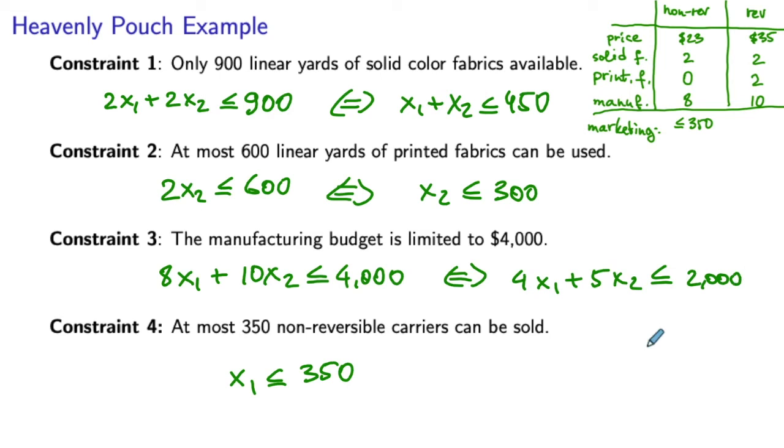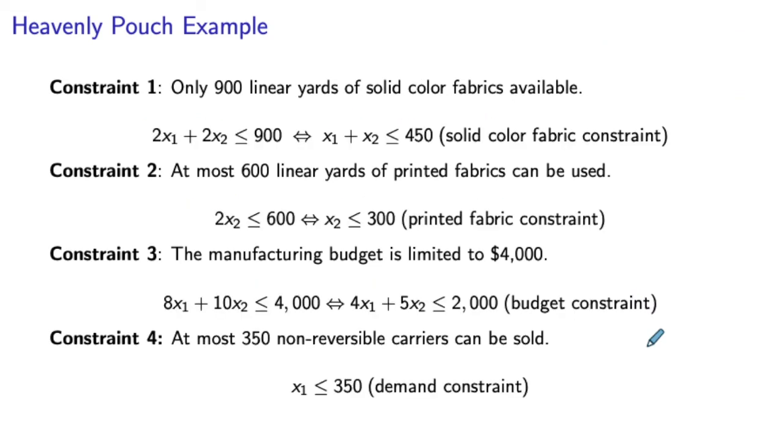So we simplify this constraint so that all the coefficients are still integer, but the magnitude of the coefficients and right-hand sides is now less for the first three constraints. Alright, so in summary, this is what we have. We call the first constraint the solid color fabric constraint. Then the second one is the printed fabric constraint. The third one is the budget constraint, and the fourth one is the demand constraint.